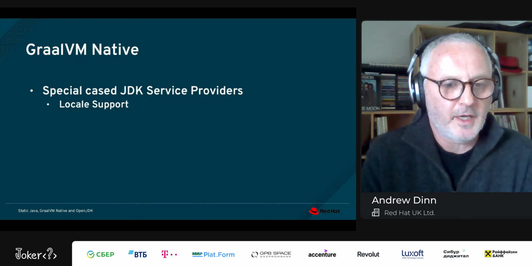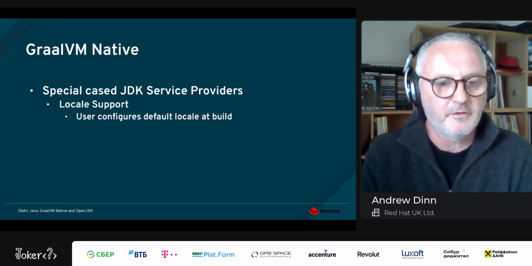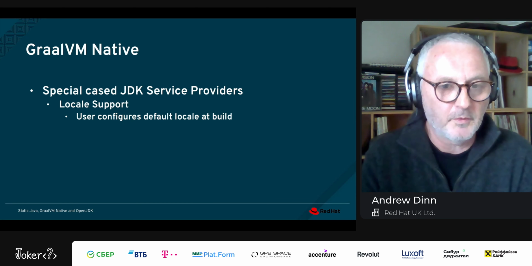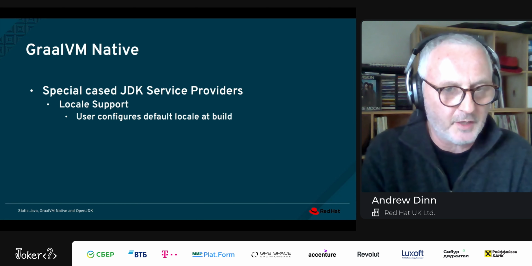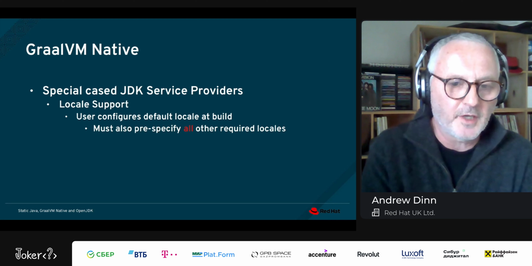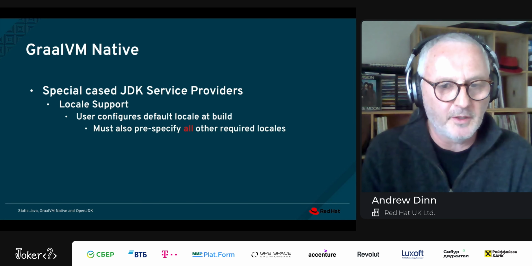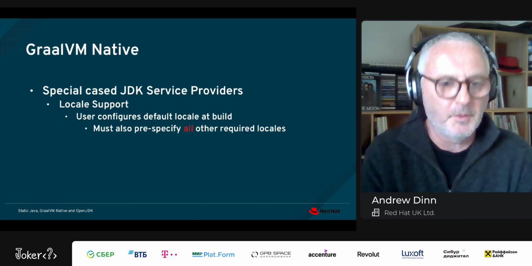GraalVM Native has special-cased some of the JDK service provision. For locale support, you can configure the default locale that the system is going to target, so you can get the right locale, but you specify it at build time. If you want to do any other locale-specific processing using other locales, you've got to specify them at build time so the relevant locale information can be compiled in at build time, ready for use at runtime.